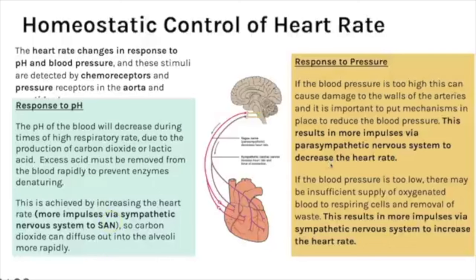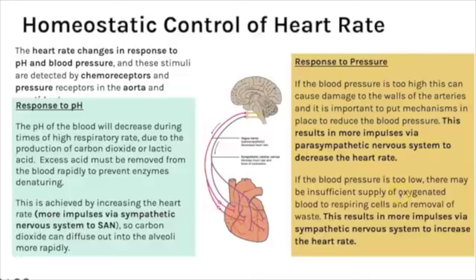Now, for blood pressure, if it's too high, it can cause damage to the walls of the artery. So it's very important to put mechanisms in place to bring down your blood pressure. And to do that, you would have more impulses sent via the parasympathetic nervous system to cause the SAN to fire less frequently and therefore decrease the heart rate.